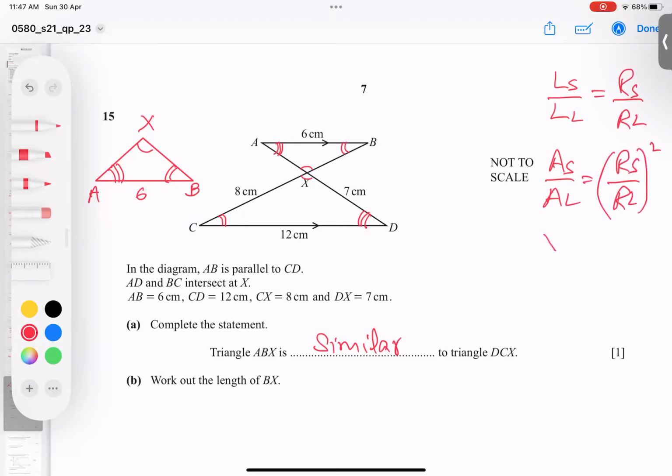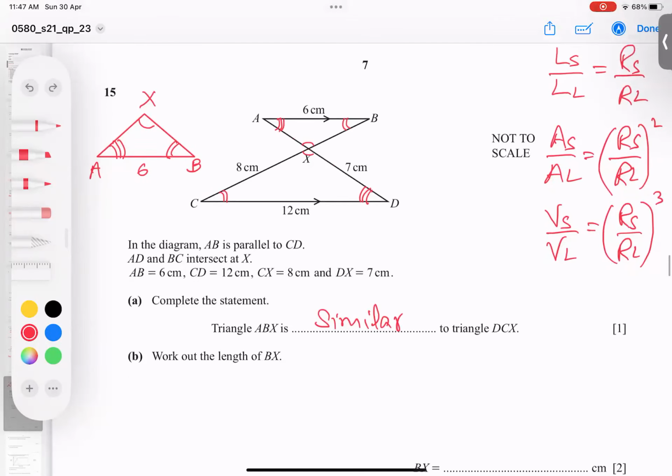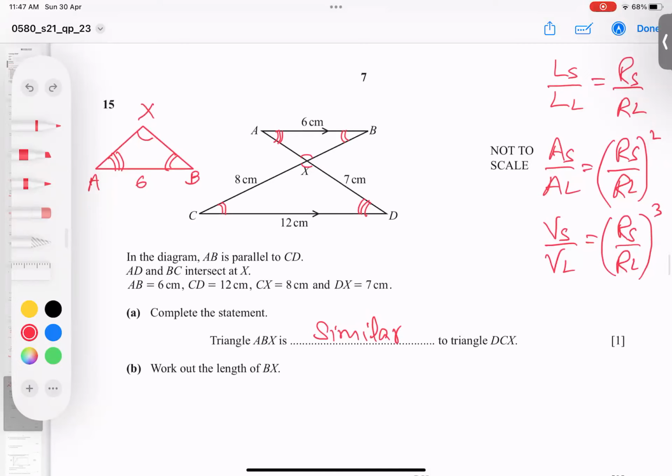We also have the volume ratio, but it's not utilized here; I'm just sharing the knowledge. Ratio of small by ratio of large, and put a cube here. The reason is that volume is measured in centimeter cube, so the ratio is cubed to balance it, while area is square and length is just the ratio. So let's start to use these formulas. These topics are very favorite because similarity frequently comes in exams.